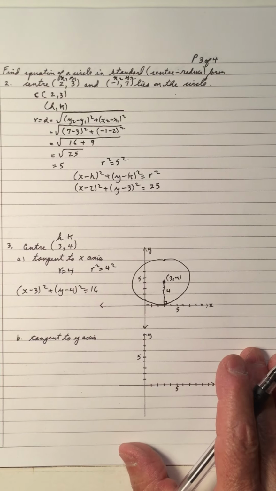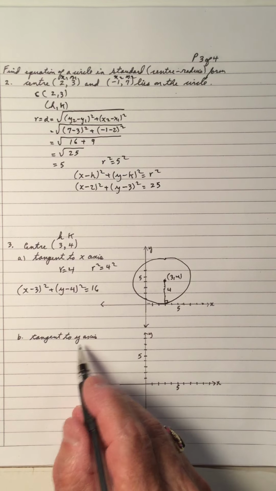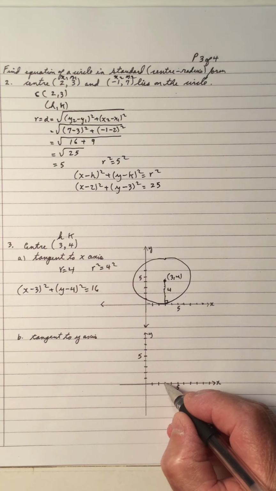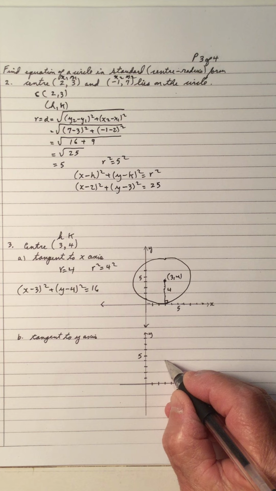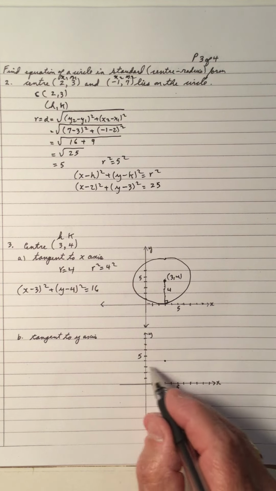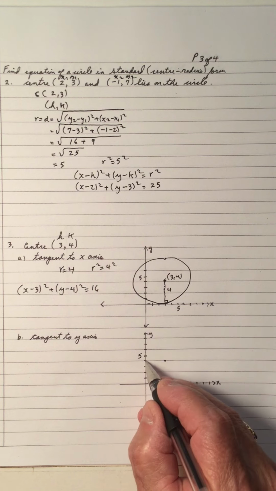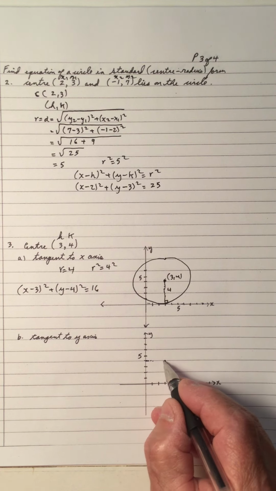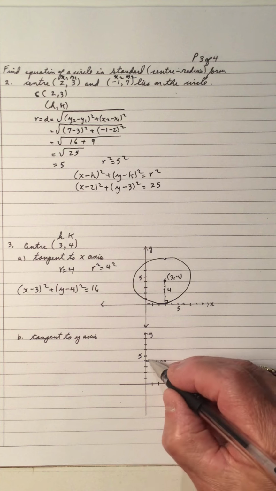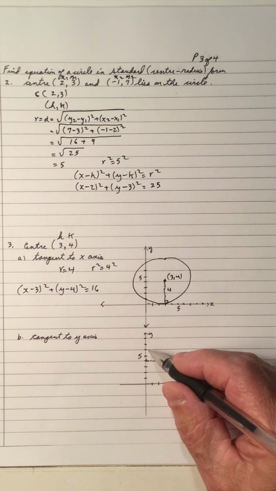So we have the same center this time. It's tangent to the y-axis. So the center is 3, 4 right here. But it's tangent to the y-axis. So tangent means it's intersecting. It's tangent, it's intersecting at a right angle. So it's going like this. So it's going over here and touching at a right angle.